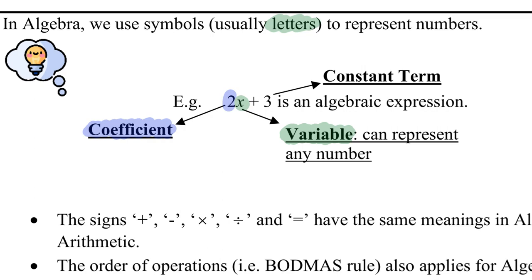And if there is a number without any letters, in this case 3, positive 3 to be more precise, this is what we call the constant term, the constant, because there's only one value fixed to it, 3. So these are the 3 things that you need to take note of that makes an algebraic expression.